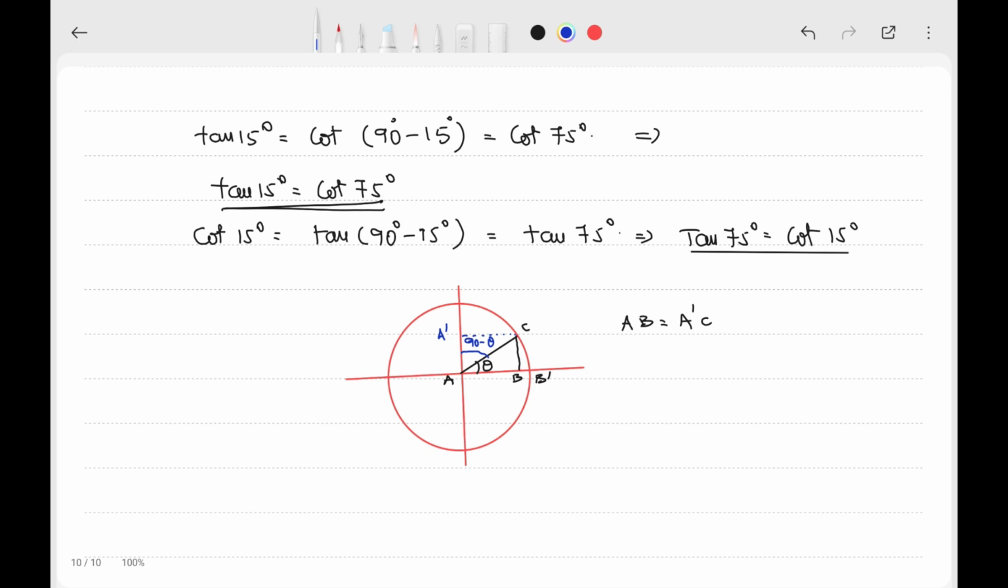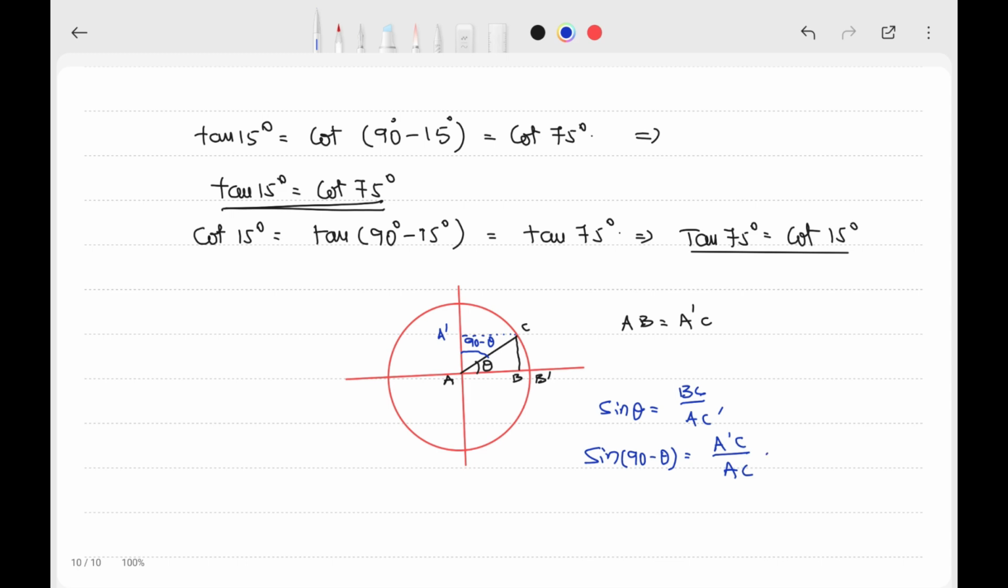Then, for theta, sin theta is equal to, for theta, what is the opposite side? BC by AC. Then for sin 90 minus theta, what is the opposite side? For 90 minus theta, A dash C divided by AC.